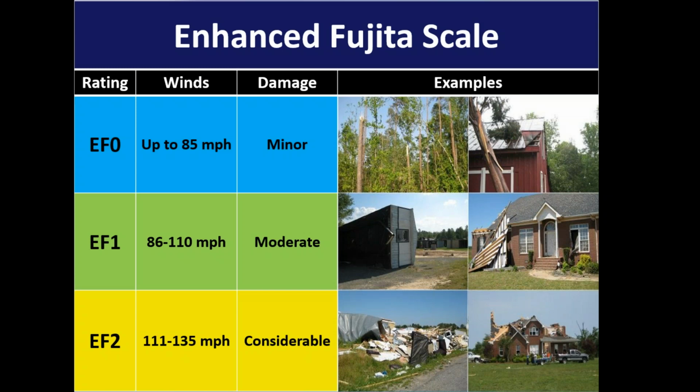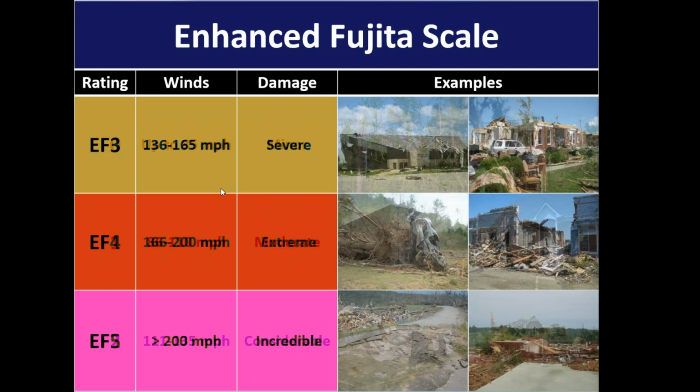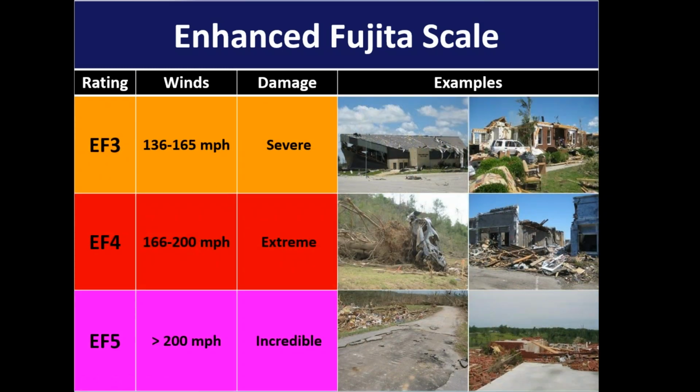As we get towards the higher end, and I did see a couple questions pop in, I will get to those at the end. I apologize for that, but I will go ahead and grab those at the end. As we get into EF3, EF4, we have severe and extreme damage, and then EF5 is incredible damage. So basically, you're ascending your levels of damage as you go up, and at that point, you're basically quantifying the amount of damage within a tornado track.